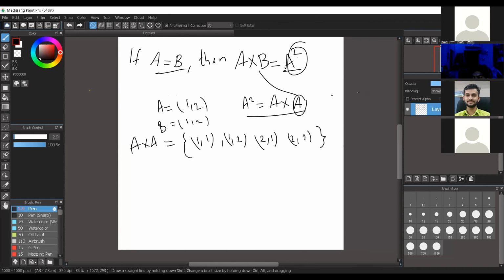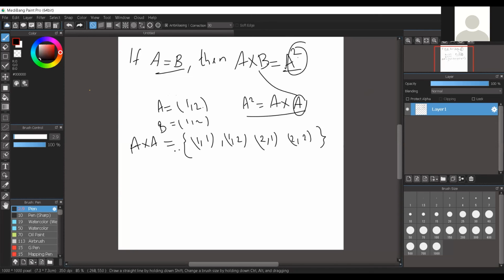Then we just wrote the complement of that A twice, complement of A and A. We go first element, first element; first element, second element; second element, first element; second element, second element. That's how we got it. Okay, great. Now I've got it. You got it? Yes, ma'am.